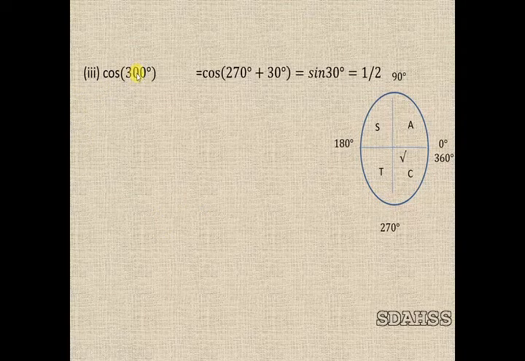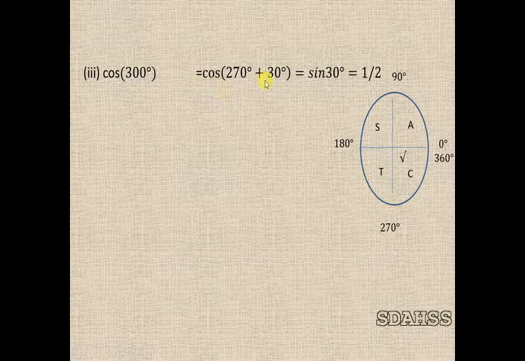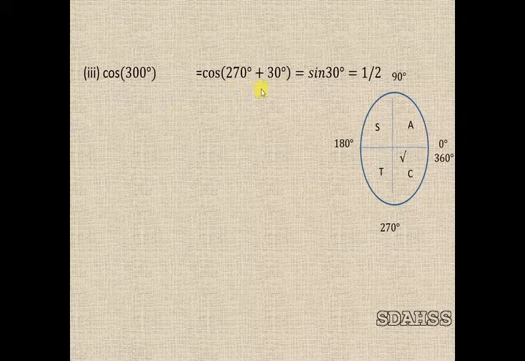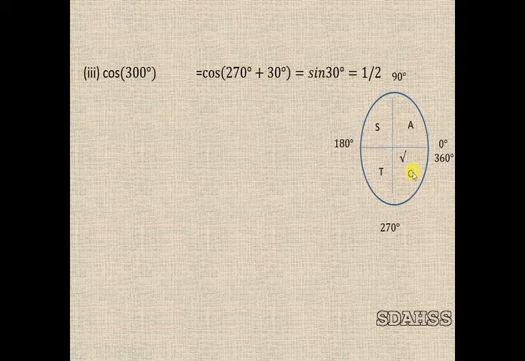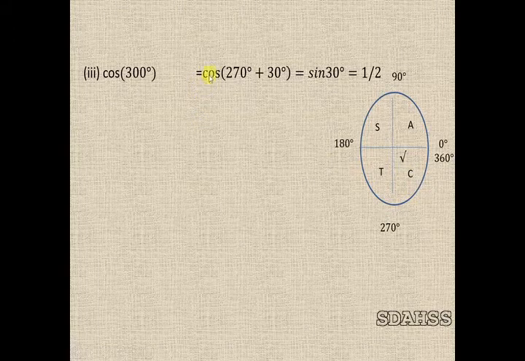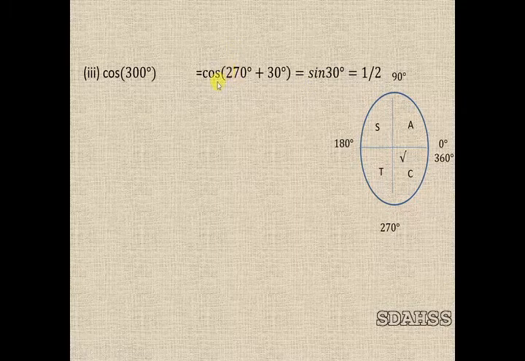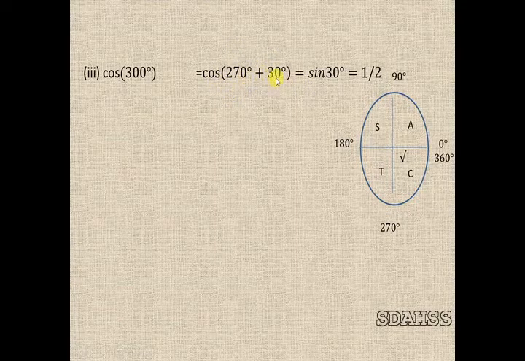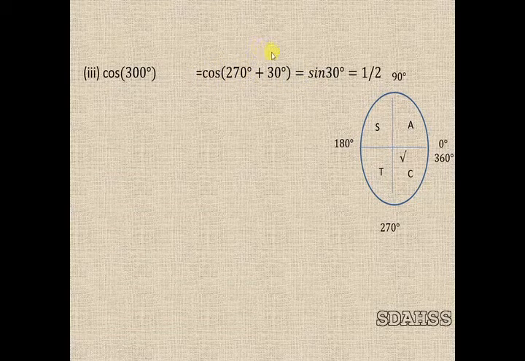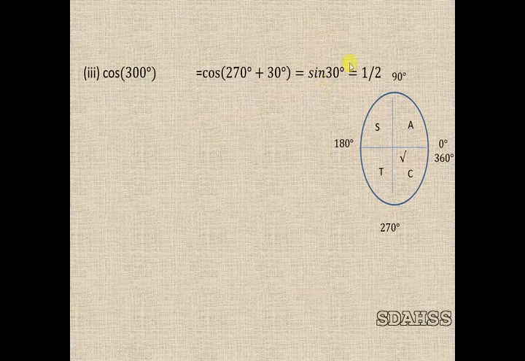Subdivision 3, cos 300 degree. Cos 300 can be written as cos 270 plus 30. That 270 plus 30 lies in the fourth quadrant. In the fourth quadrant, cos is positive. But cos 270 plus theta can be written as sin theta. So cos 270 plus 30 degree equal to sin 30 degree. The value of sin 30 is 1 by 2.